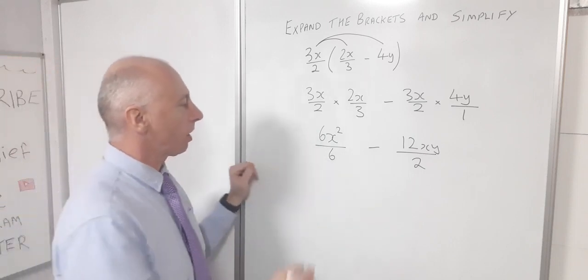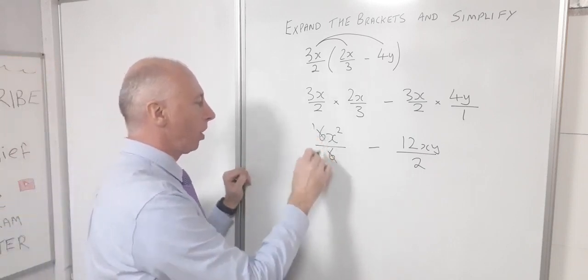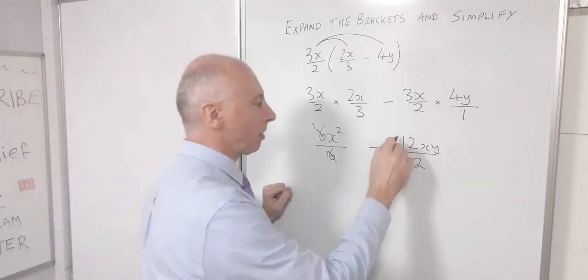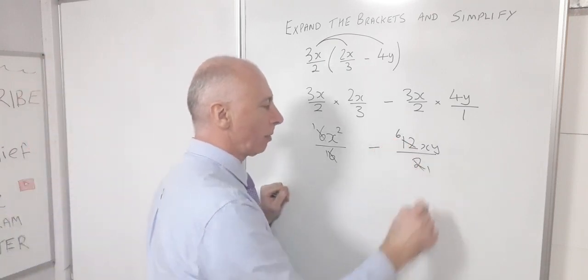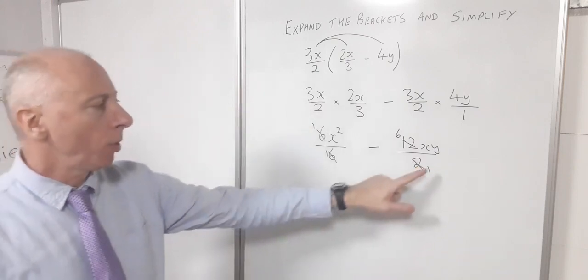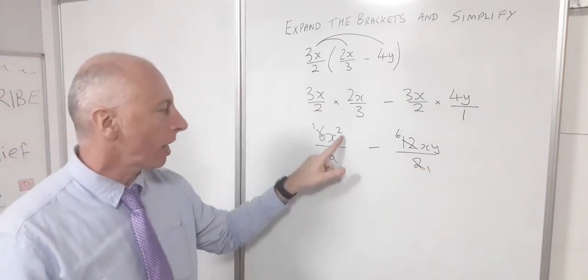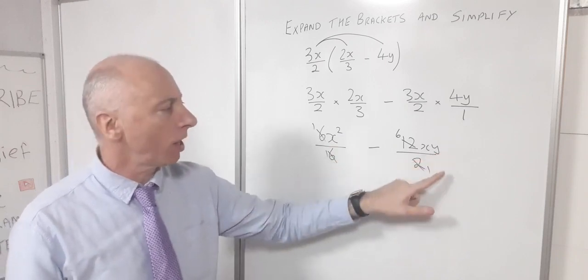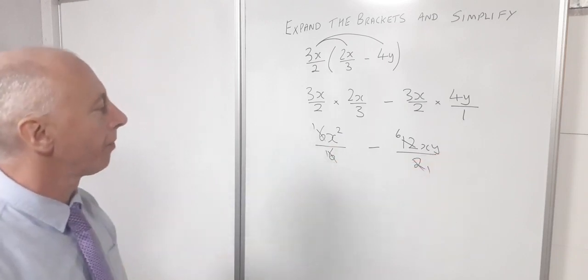So 6 over 6, they will cancel out, and I put a 1 in each place. And 12 divided by 2 is 6, so that becomes a 6, that becomes a 1. Very important not to write a 0 in here because x squared divided by 0, you can't have that. The same way xy over 0, again, you can't have that.